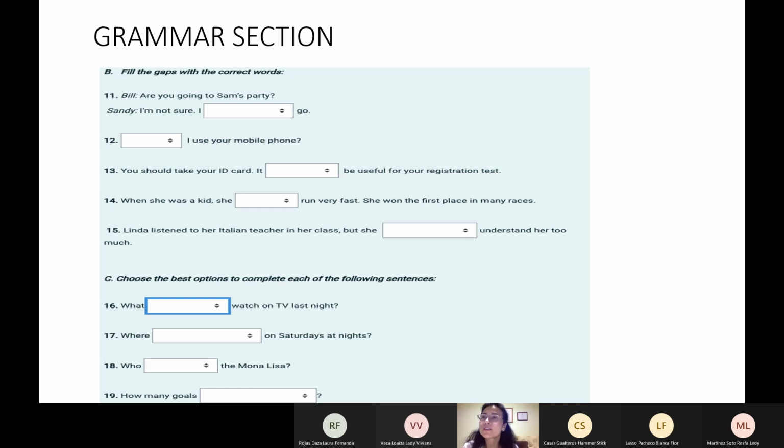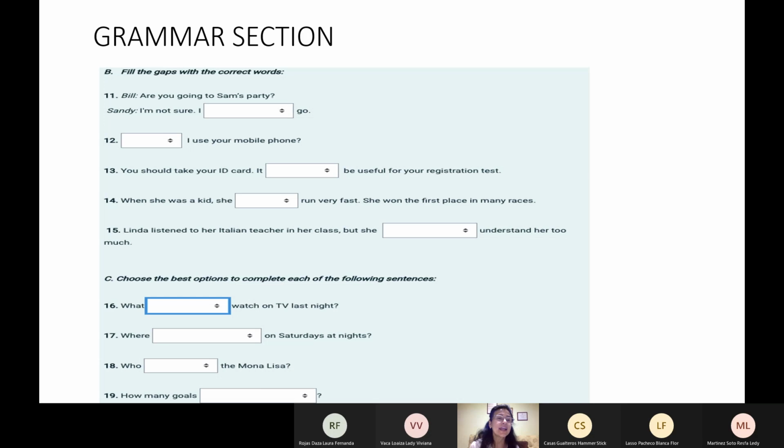Podría ser where does she, si fuera ella, si fuera she, pues sería where does she go on Saturdays at nights. Si tiene el you, pues tiene que ser where do you, where do we, where do they go. ¿Ok? Hay que tener muy en cuenta ahí cuál es el auxiliar. Where does he go on Saturdays at nights?